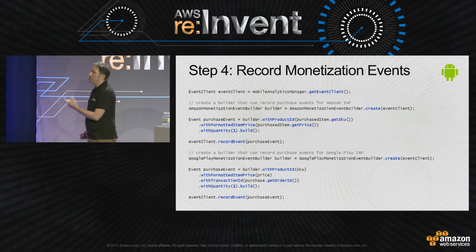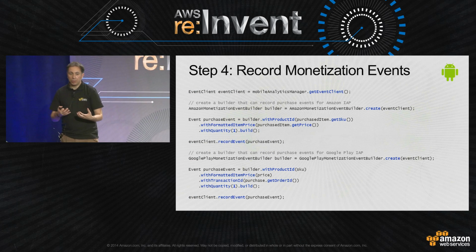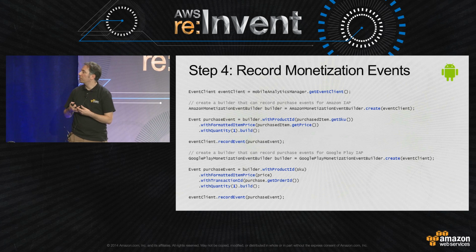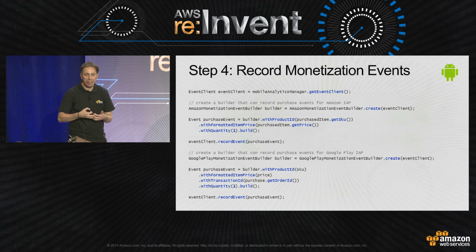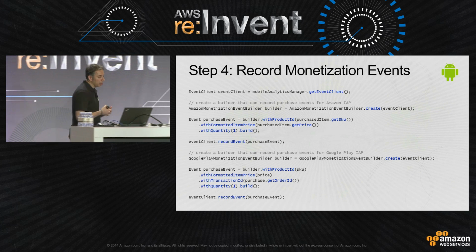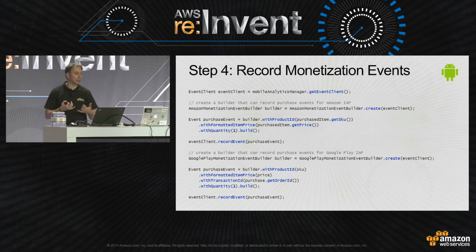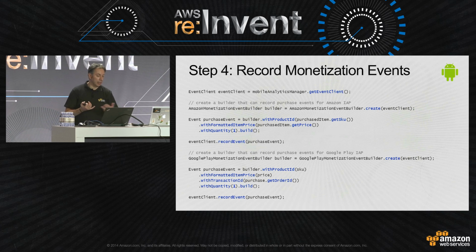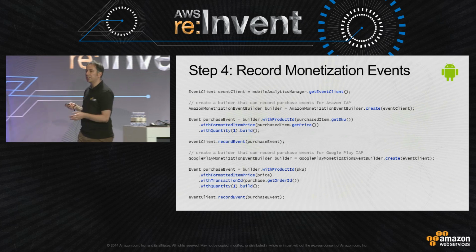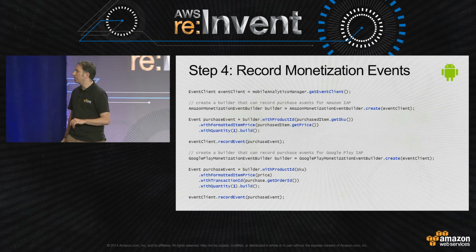We are also integrated with the stores. So this is an example for Android with Amazon App Store and with Google Play Store. So you can create a monetization event when you have, for example, an in-app purchase inside your application. In this way, you can trace the product that has been acquired, the price that was paid, and the quantity of the object. And this will go in the reports that we generate for you.